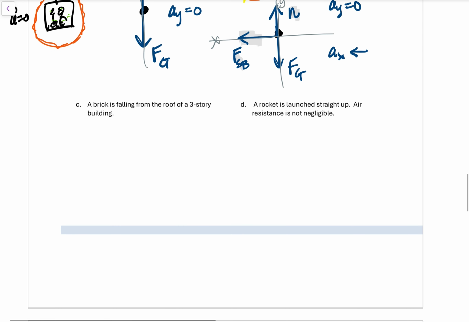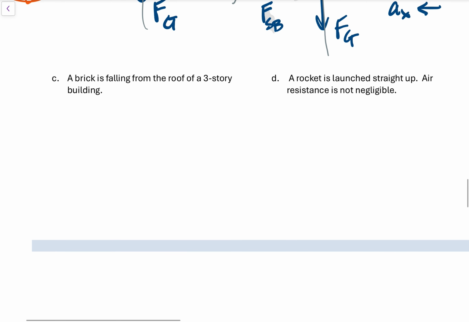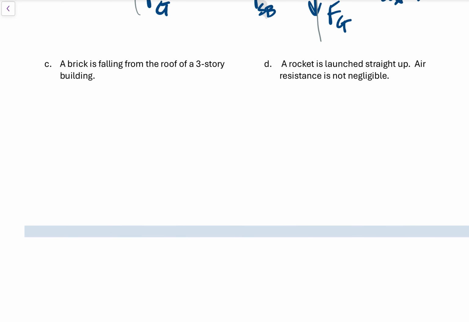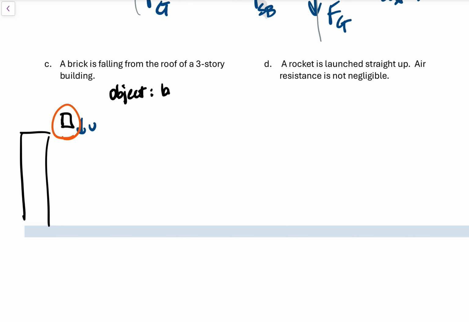Okay, number 3, or I guess C. So C, we have a brick falling from the roof of a 3-story building. So here's my little building. Here is a brick and the brick is falling, so I'm going to put a V this way. All right, so there's my object. The object is the brick. Okay, and then here's my dot that we're going to use as our particle model. So I circled that brick and there's nothing contacting. There's no contact forces here, but we still do have the gravitational force. So I'm going to put that one in here.